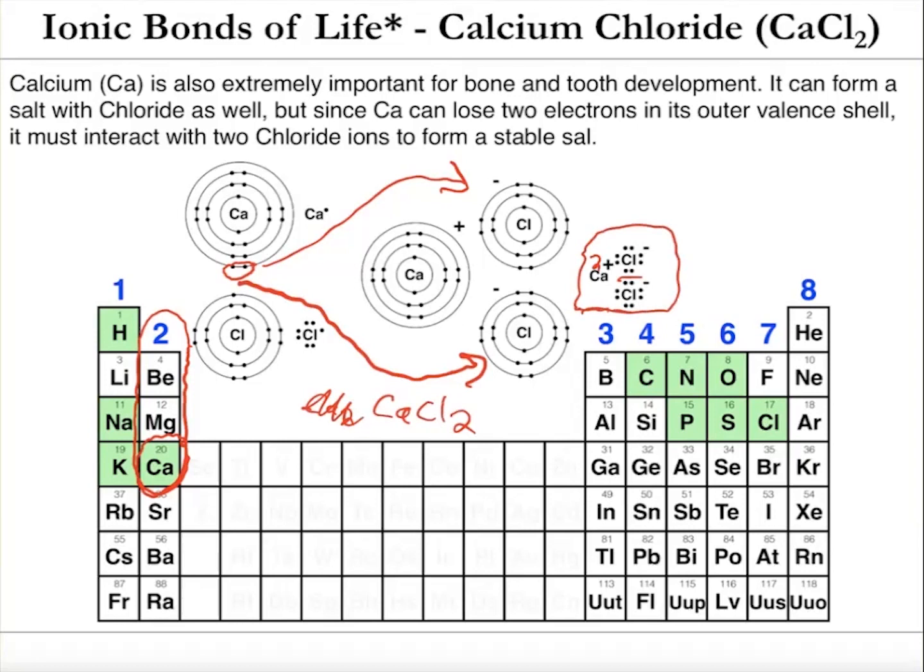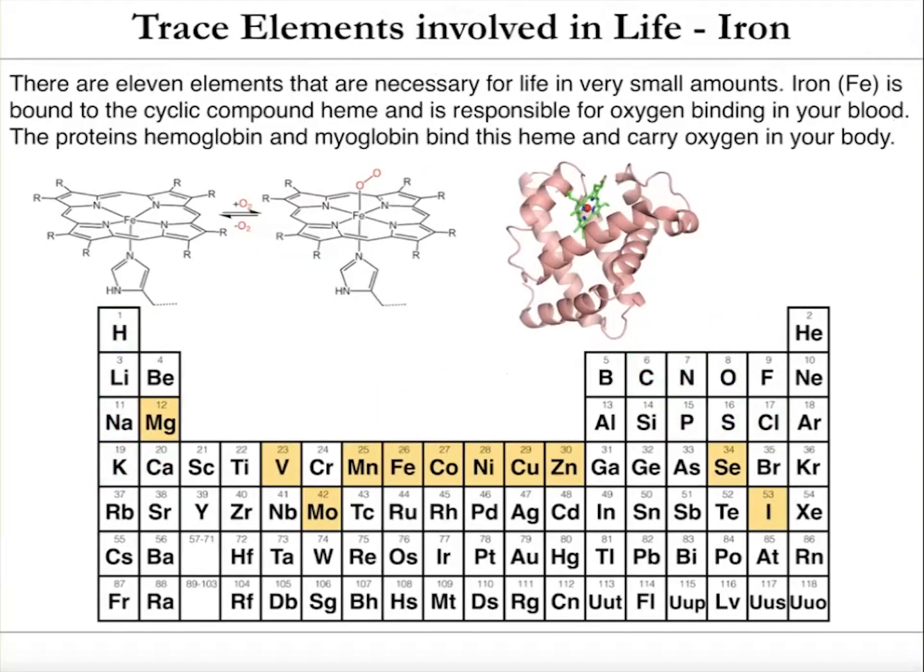So cations are positively charged and anions are negatively charged. Calcium chloride would be another example of a salt, although it's a little bit different from sodium chloride and potassium chloride. We also mentioned that there are 11 elements that are necessary for life in very, very small amounts: magnesium, vanadium, manganese, iron, cobalt, nickel, copper, zinc, molybdenum, selenium, and iodine. These are absolutely essential for different forms of life, but they're only necessary in very small amounts.